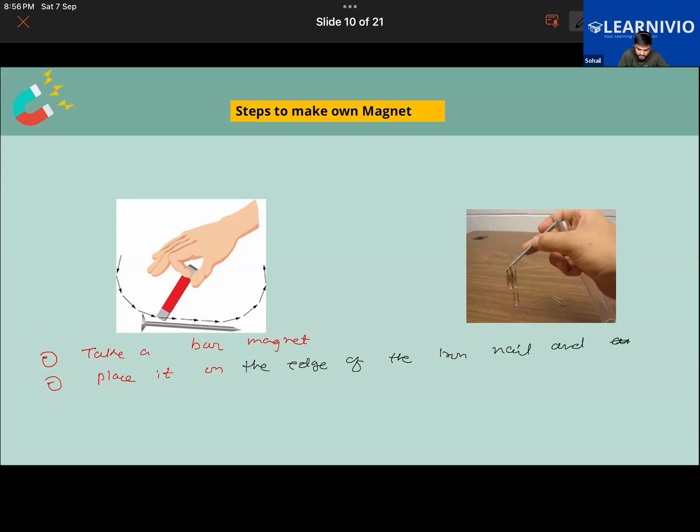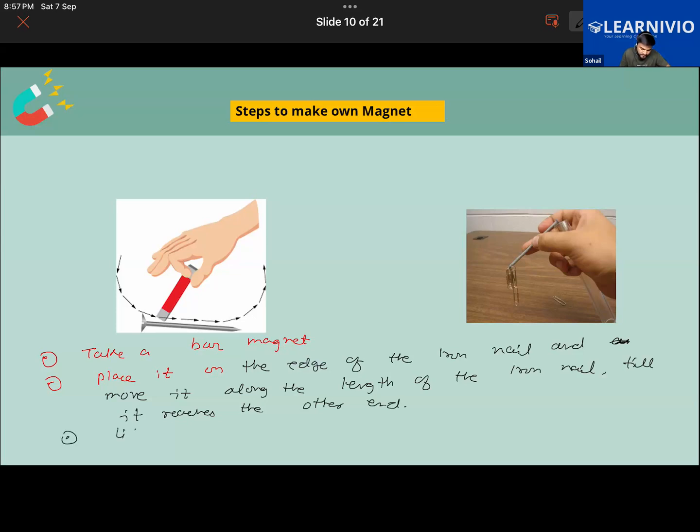And move it along the length of the iron nail till it reaches the other end.